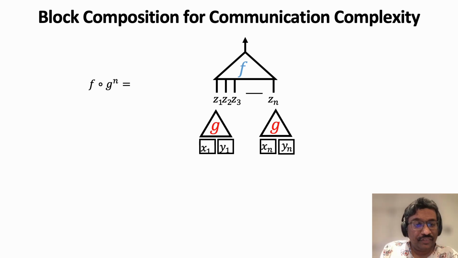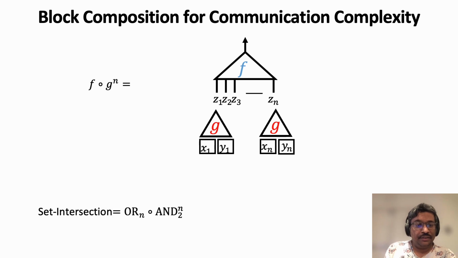So how do you define F composed G? You take the ith input of F, say zi, and define it to be the output of G applied on xi and yi. This is the natural definition that I was talking about in the earlier slide, and it is natural for many reasons. One reason is that many interesting functions you want to understand in communication complexity can be written as a block composition.